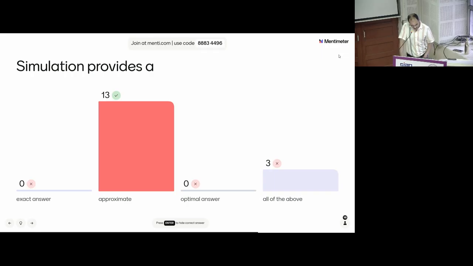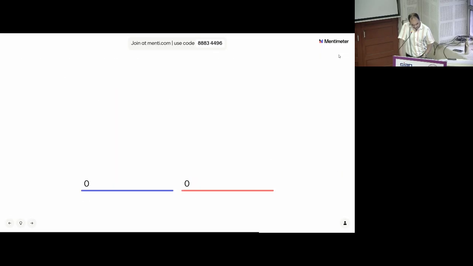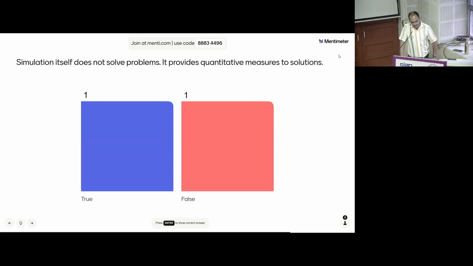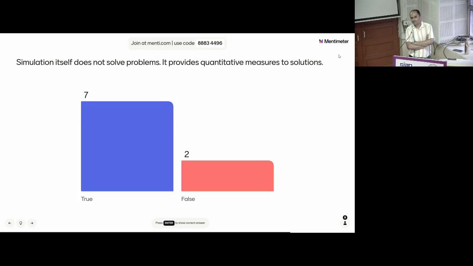But simulation provides an approximate solution because of the uncertain nature of the inputs. Simulation does not solve problems, it provides only quantitative measures for solutions. Do you think that when you solve the simulation model, your problem will be solved? What do you think? True, it doesn't solve your problem.